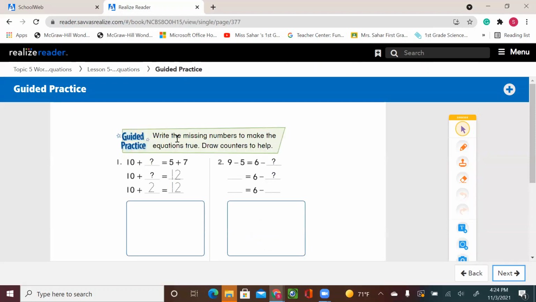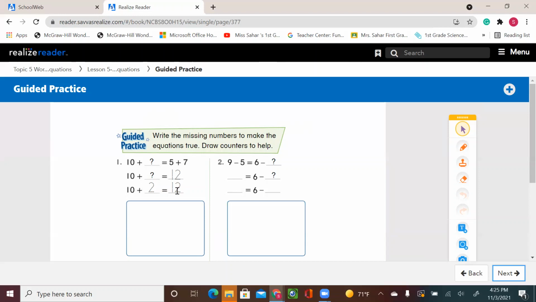All right, number 1. Write the missing numbers to make the equations true. Draw counters to help you. So 10 plus something equals 5 plus 7. First step, you need to find the sum for the two addends that you have. So 5 plus 7 equals 12. Now I'm looking for 10 plus something equals 12.